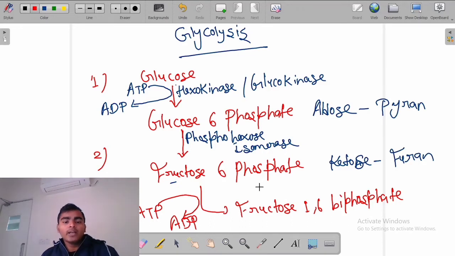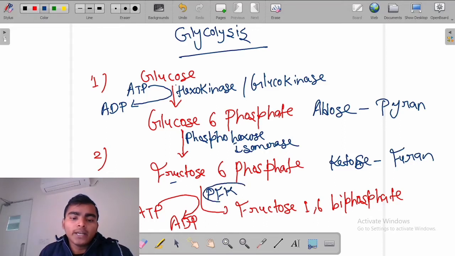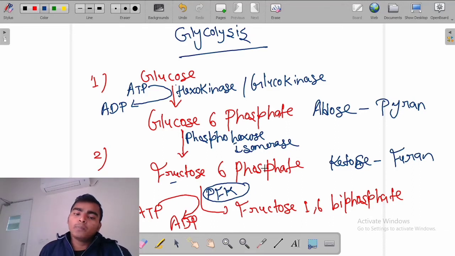So fructose 6-phosphate will be converted into fructose 1,6-bisphosphate. Which enzyme is going to catalyze this particular reaction? The enzyme is PFK, phosphofructokinase. Phosphofructokinase is also known as the pacemaker of glycolysis. This is how these 3 steps are very, very important for glycolysis. Now we are going to talk about some more steps.